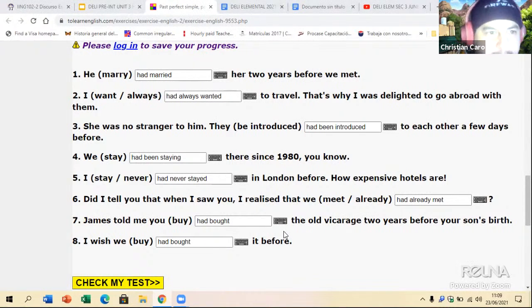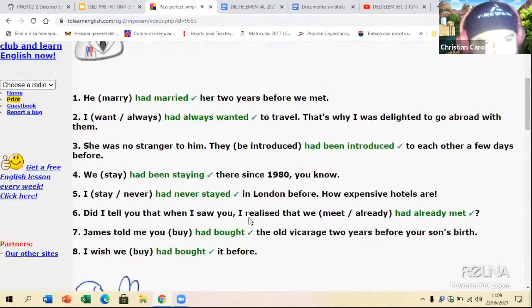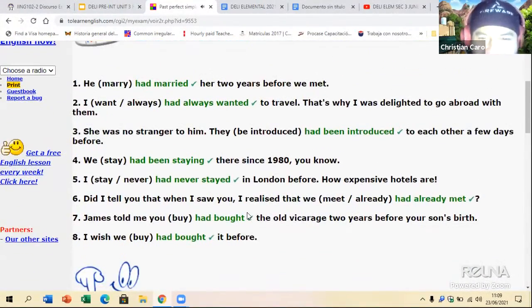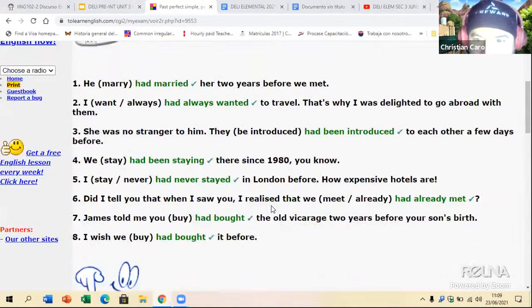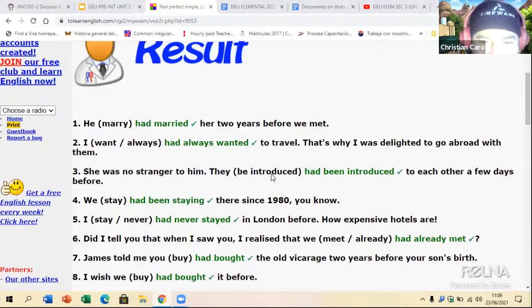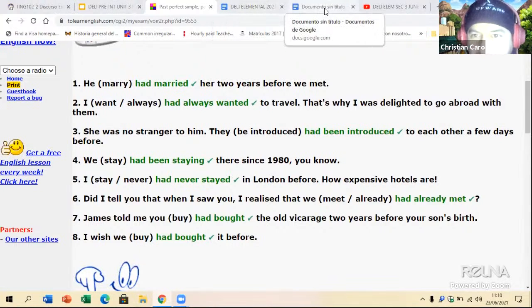All right, guys. Yeah. So any questions about the past perfect simple in this case? Check my test. Oh, round of applause. All right, there you go. You did it really well, actually. Yeah, good job, guys. So now let's practice with the past perfect continuous then. Okay, past perfect simple is a check in this case.